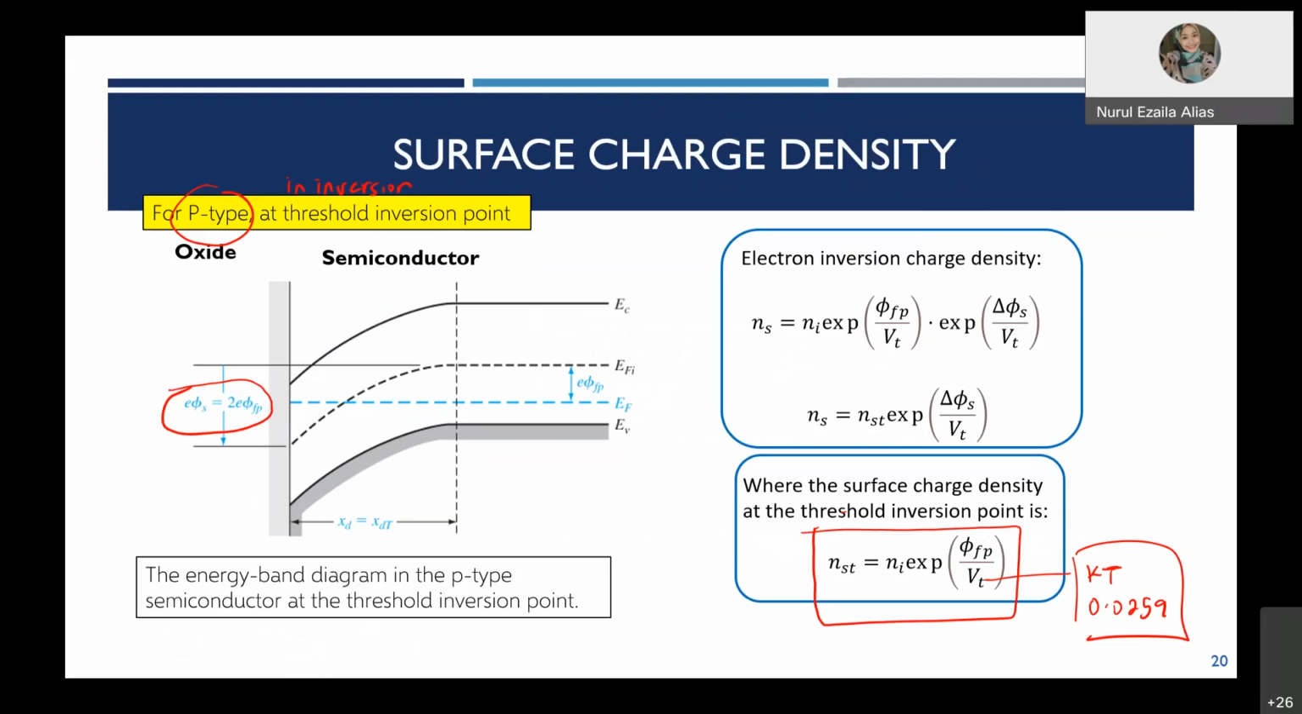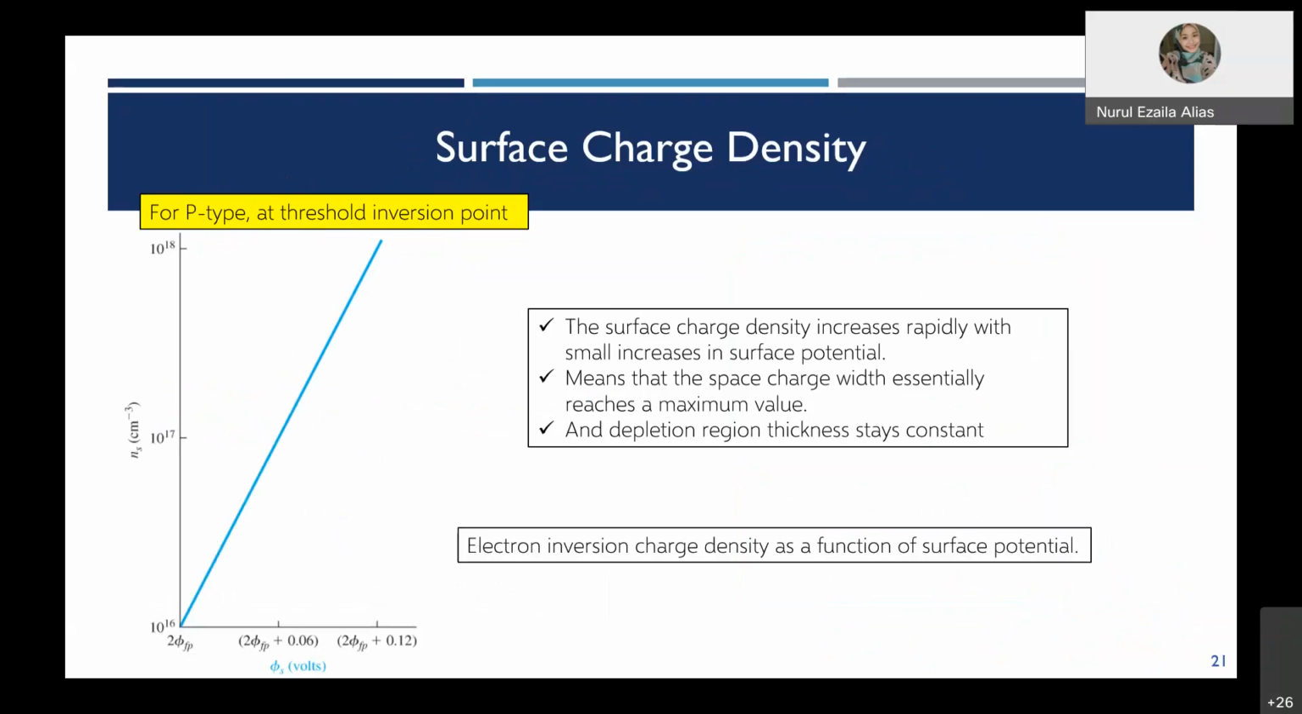This surface charge density increases as phi s increases. When the surface potential phi s increases, the surface charge density also increases. When there is a larger potential, it is expected that a larger surface charge density can be found in the depletion region. So it is actually proportional. nst is proportional to phi fp, proportional to phi s, because phi s now is equal to 2 phi fp. As the surface potential increases, it also increases, and this is quite straightforward because it increases linearly with the surface potential.